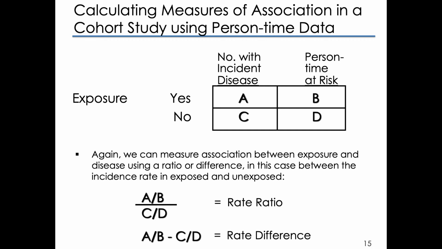As with the risk ratio and risk difference, again, we can measure association between exposure and disease using a ratio or a difference. In this case, between the incidence rate in the exposed and the unexposed. So A over B would be the rate in the exposed group, and C over D would be the rate in the unexposed group. A over B divided by C over D would be the rate ratio. A over B minus C over D would be the rate difference.